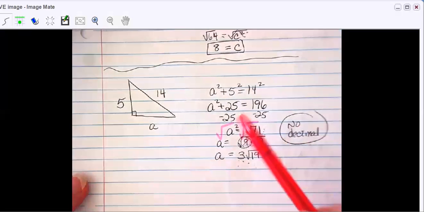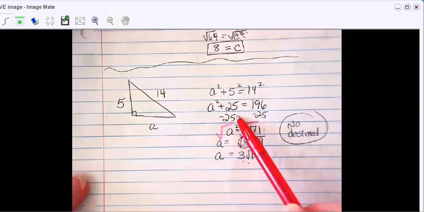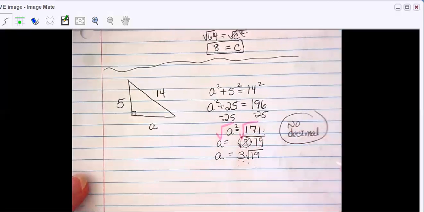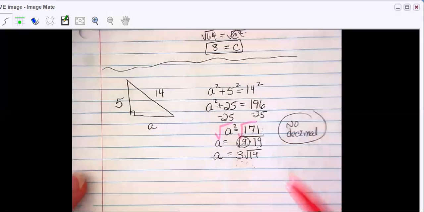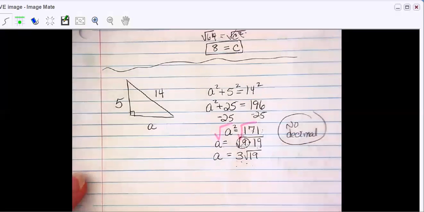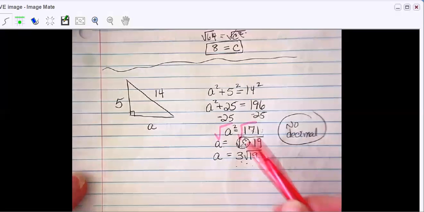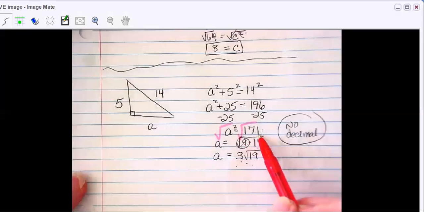So I've got A squared plus 25 equals 196. Subtracting 25, we get 171. And here's where some people stop. I do not want a decimal. I will not give you credit for a decimal unless I've said specifically to give me a decimal, which is rare, really rare. So now I need to start looking at my divisibility rules because there's no way I know what goes into 171.